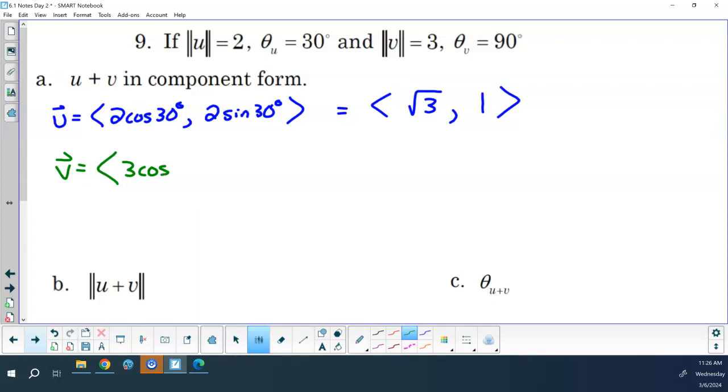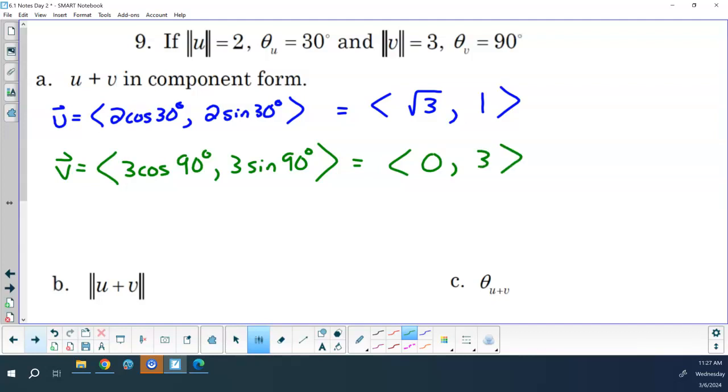Oh, not 30, 90. Since we're on v, that's why we switched to 3. Okay? Alright? What do we got? Cosine of 90 is? So 3 times 0 is 0. And then the next is 0, 3. Sine of 90 is 1 times 3 is 3.